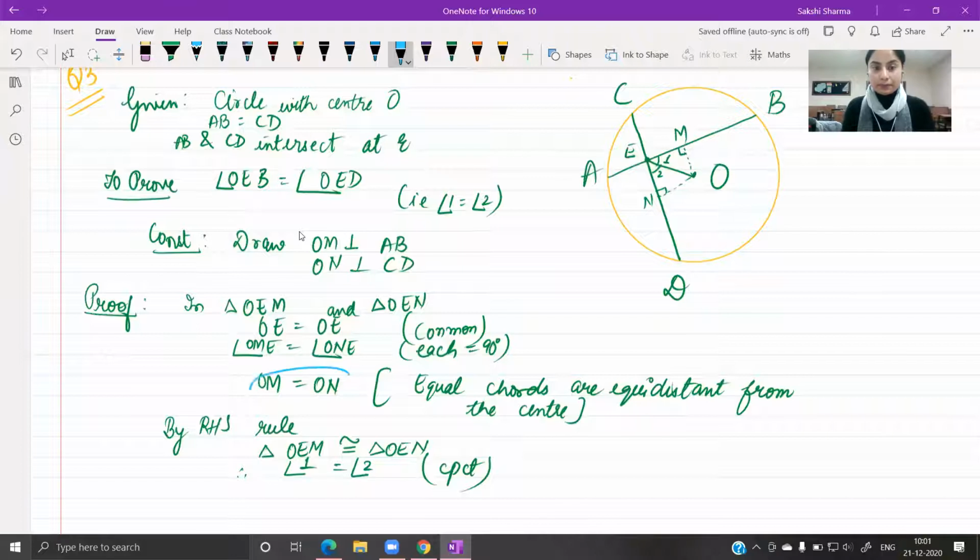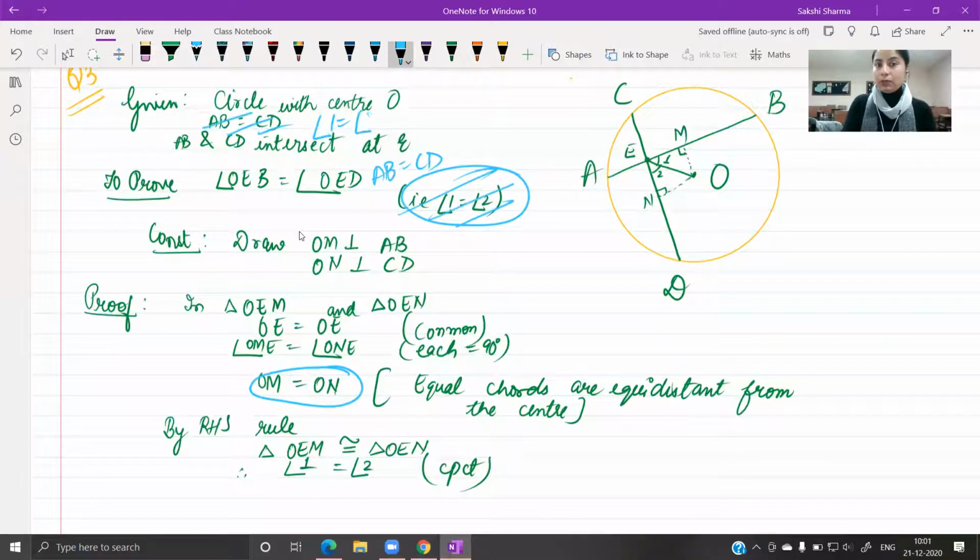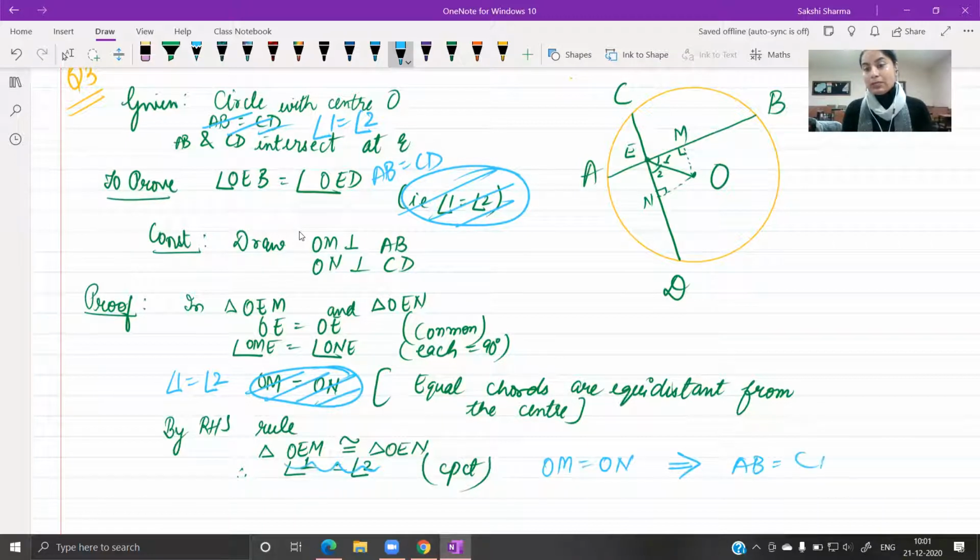This condition and this condition will interchange. You will have to prove AB equals CD. Given will be angle 1 equals angle 2. Because the chords are not equal, this will not happen. Instead of this, you will be using this, which is given; we will use that. And by CPCT you will have OM equals ON, which will imply that the chords are equal.